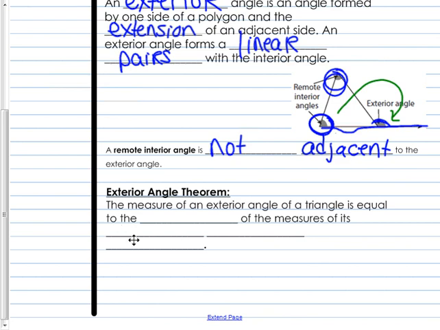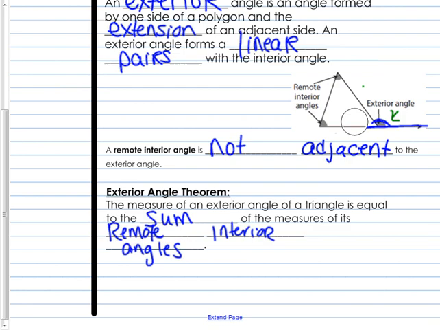The exterior angle theorem says that the measure of an exterior angle of a triangle is equal to the sum of the measures of its remote interior angles. I apologize, the board is a little bit off. So, for an example, let's think through why this is true.